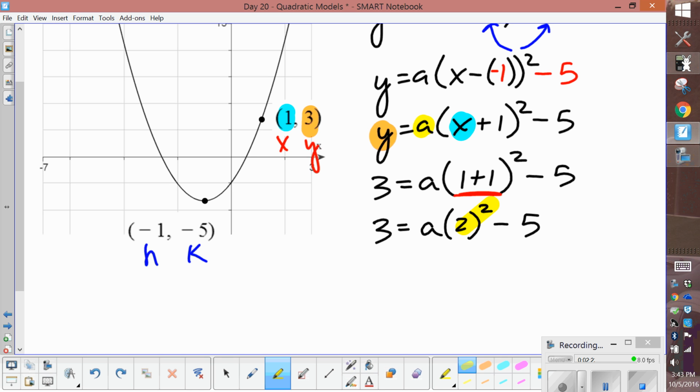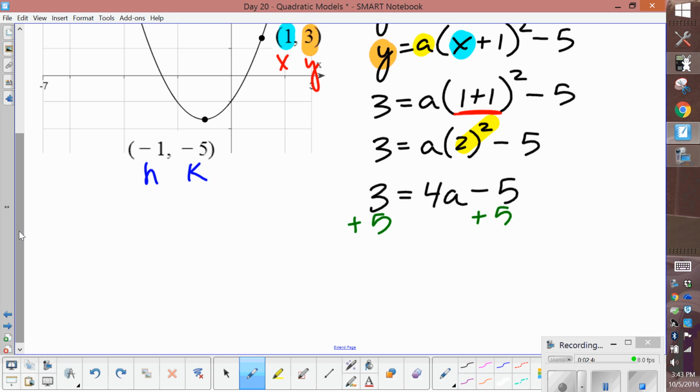I am going to write it a little bit differently, though. I don't want to do A times 4. People always mess up when we do that. So I'm going to say 3 equals 4 times A, and I'll put it in the normal order we would see in an algebra equation, minus 5. Okay, now we have a simple two-step equation. Add 5 to both sides, and we get 8 equals 4A, and divide both sides by 4, and we get A equals 2.